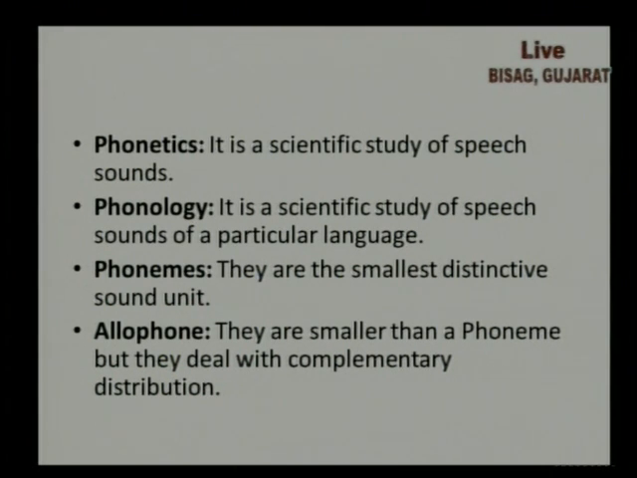Further, we have an allophone. What is an allophone? An allophone is smaller than a phoneme, but it deals with complementary distribution in a word. Now, allophones have allophonic variations. Pranay, can you give me an example of an allophone? Okay, as we talked about, phonemes deal with a sound in two different words. But when you talk about an allophone, it will deal with one sound in two different words. For example, cake and scale.